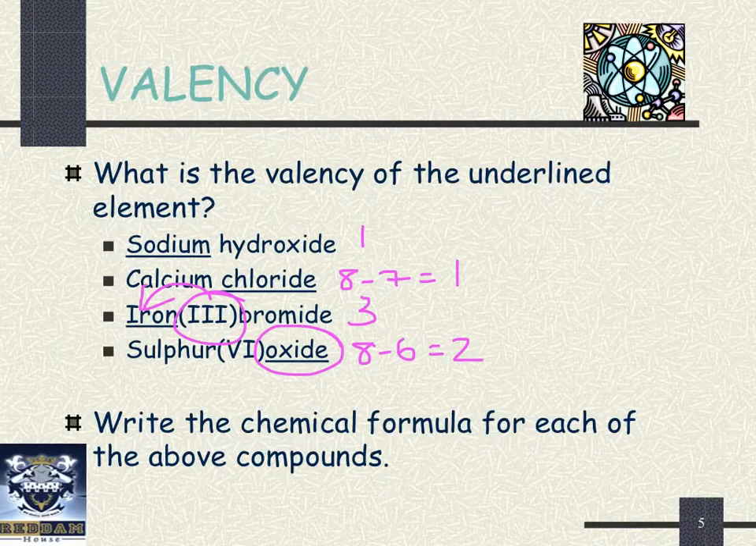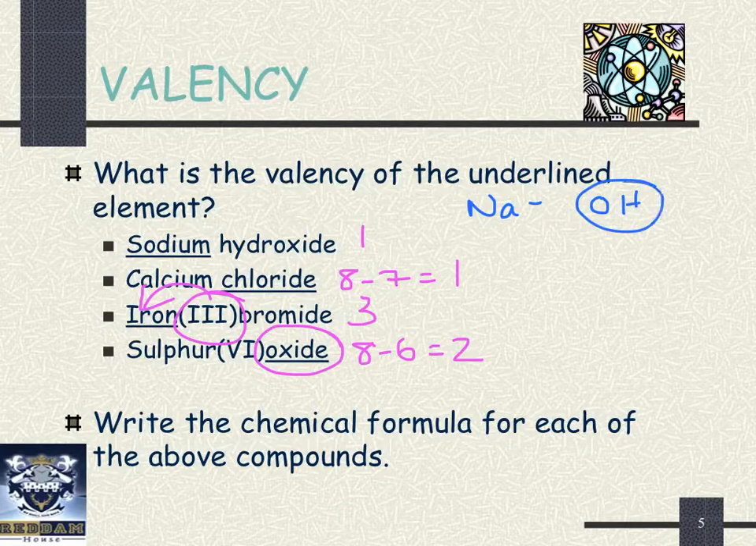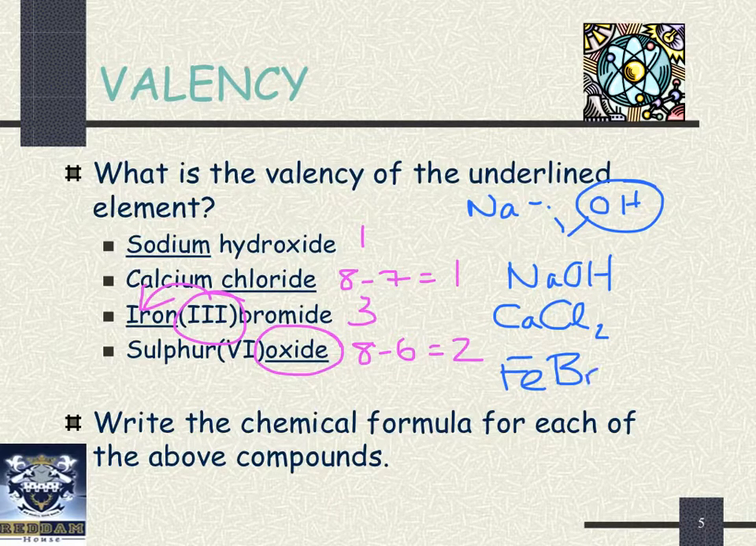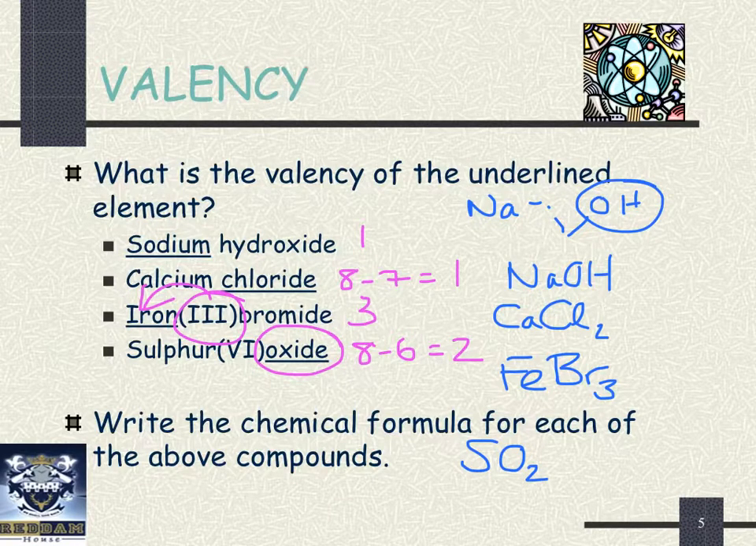And writing the chemical formulae of each of these, just a reminder, sodium is Na with a valency of 1. Hydroxide is polyatomic. You now need to learn your polyatomics. And so it's NaOH. Calcium chloride. Calcium has a valency of 2. Chlorine has a valency of 1, so it's CaCl2. Iron has a valency of 3. Bromine has a valency of 1, so it's FeBr3. And sulfur(IV) oxide, the sulfur has a valency of 4, whilst the oxygen has a valency of 2, so it turns out to be SO2. We've done a lot of this last year. You should be fine with it.